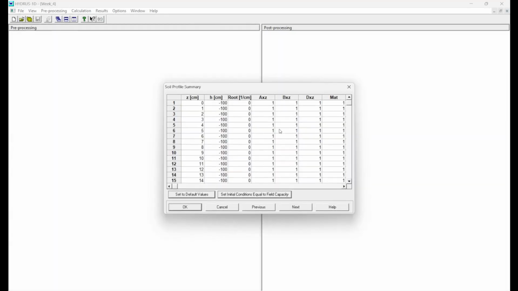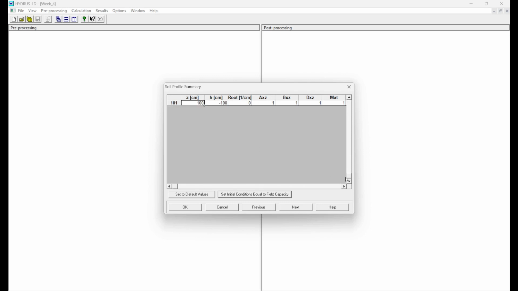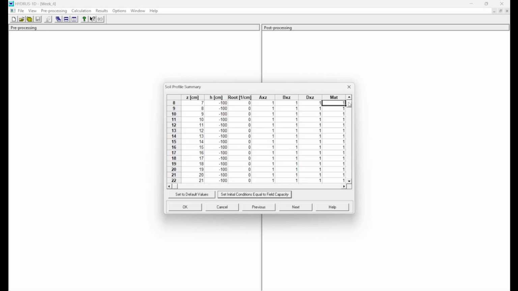So now if you close this one, this summary profile will be here. If you see, at the top layer the head is given as -100, so we can convert it to 0. At the top layer we want 0 head, right? And the other values are given here up to 100 centimeters. So this is the soil profile summary which we can see here.